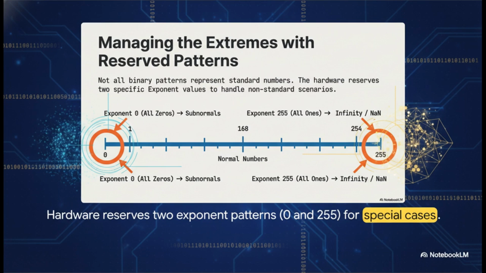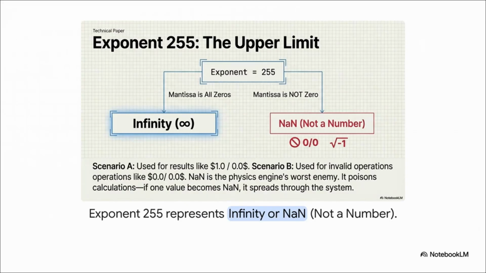The usual rules are out the window. So at the top end, when the exponent is 255, all 1s, the hardware can represent things that aren't really numbers. If the mantissa is 0, you get infinity, like if you try to divide by 0. And if the mantissa is non-zero, you get NaN, which stands for not a number. That's what happens when math just breaks, and it's the absolute worst nightmare for any video game physics engine.